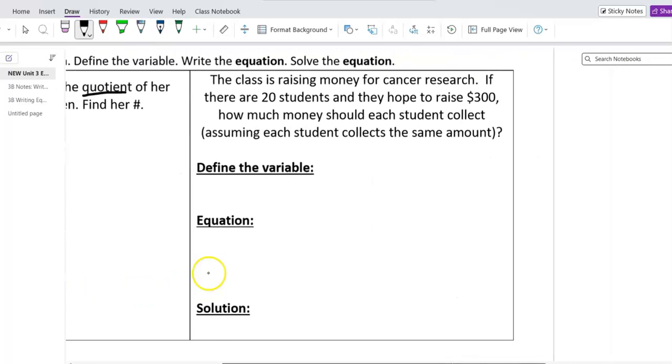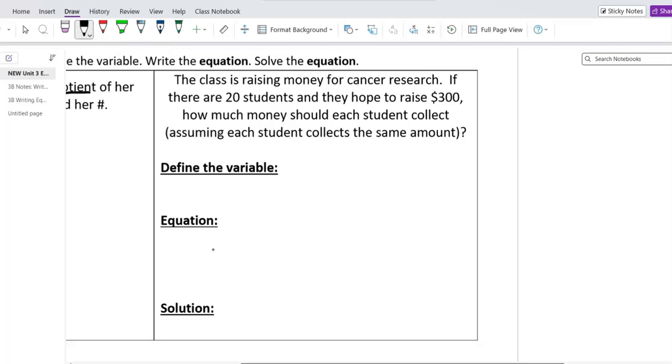This next problem says the class is raising money for cancer research. If there are 20 students and they hope to raise $300, how much money should each student earn, assuming each student collects the same amount of money? So it says how much money. So M for money is going to be our variable here.